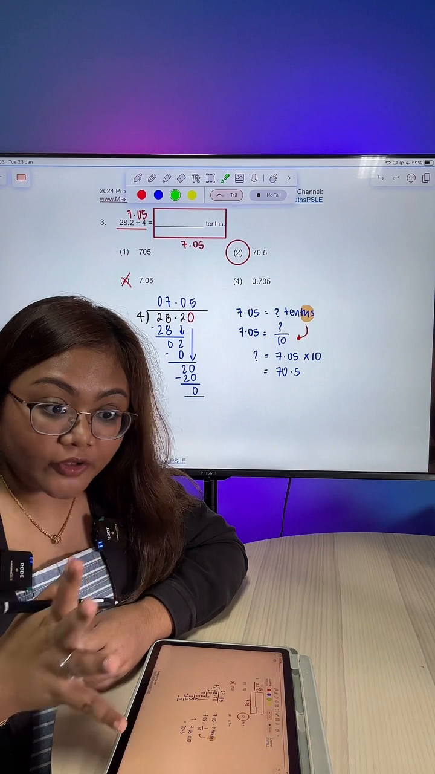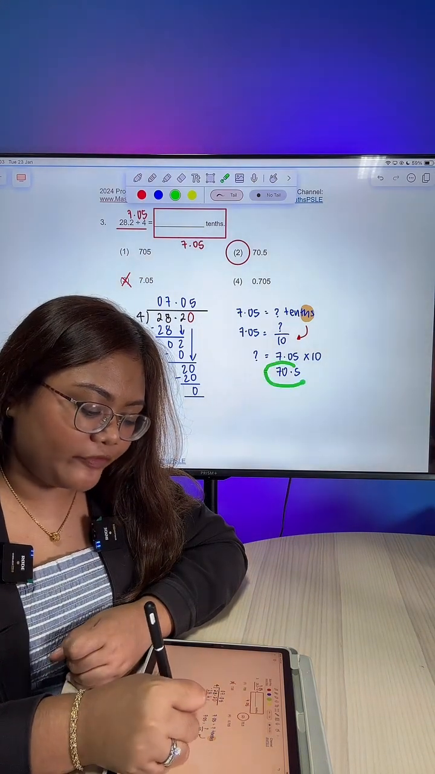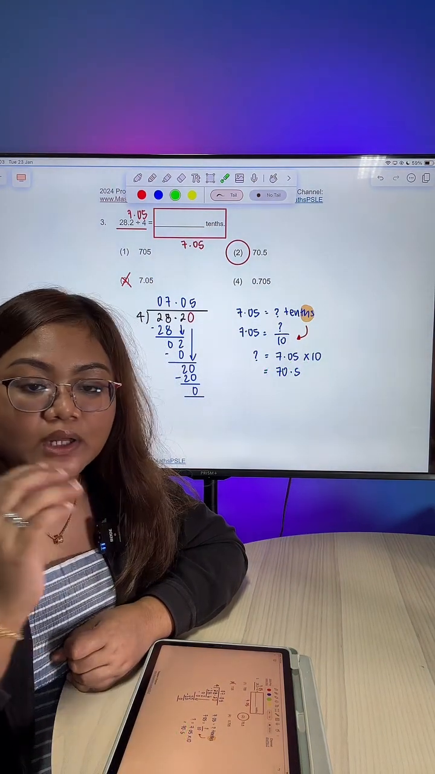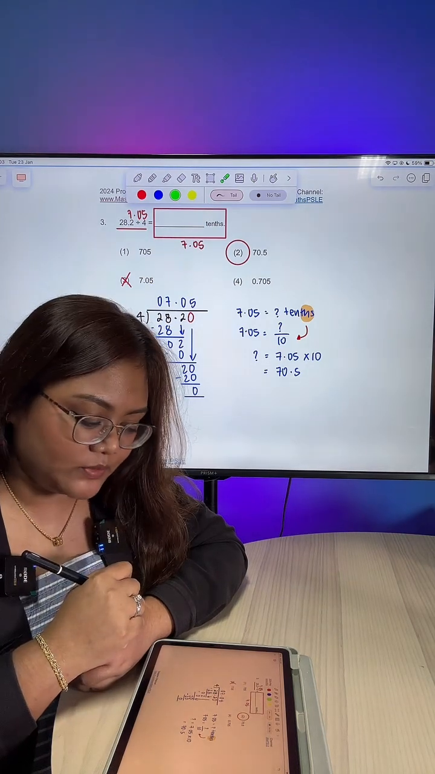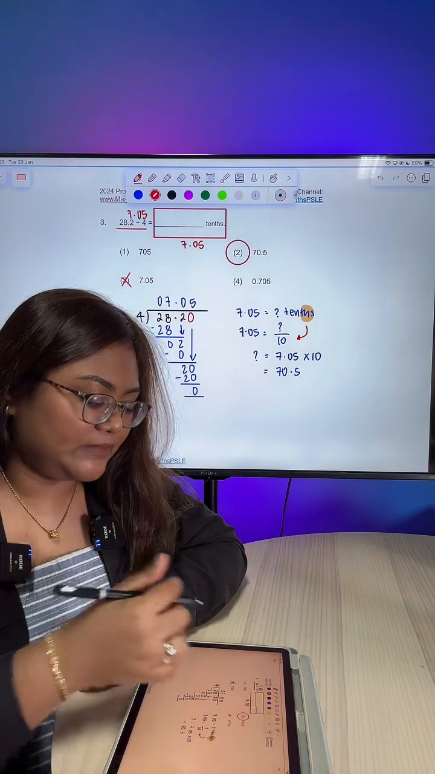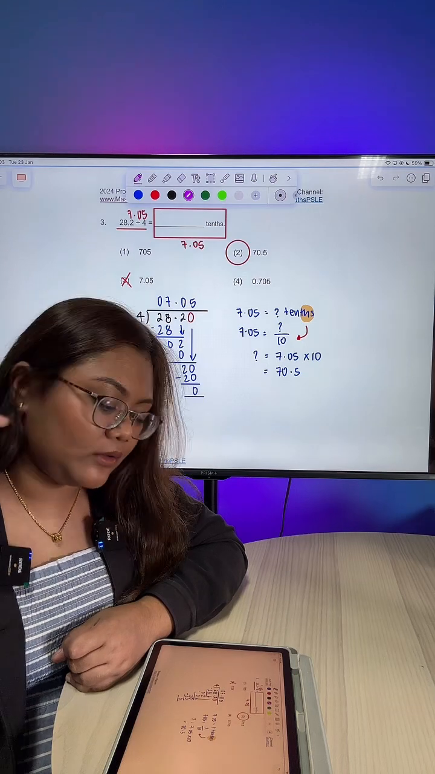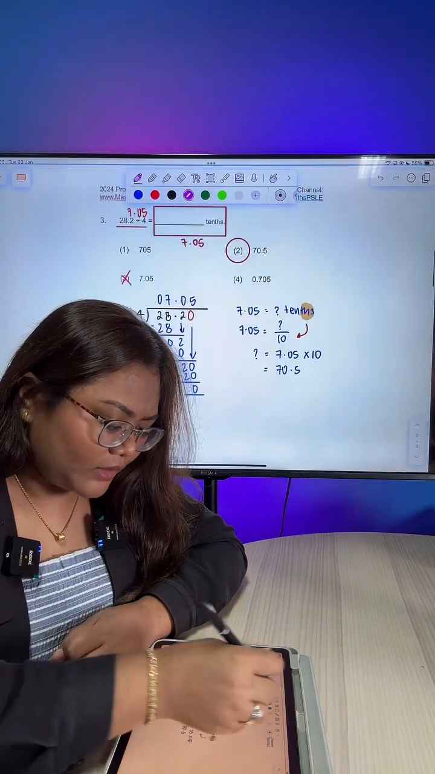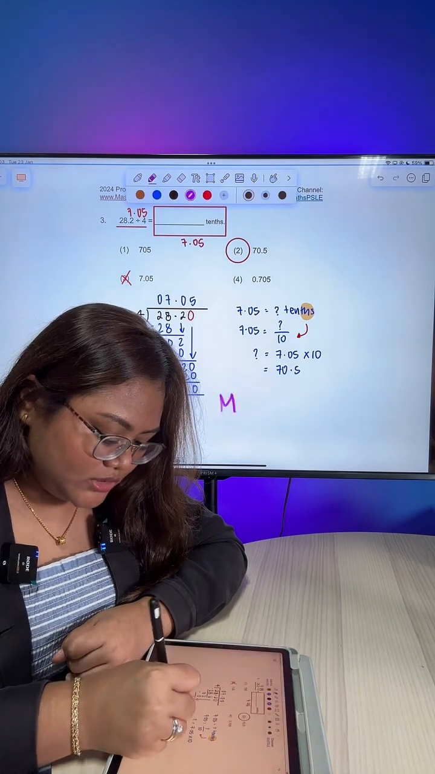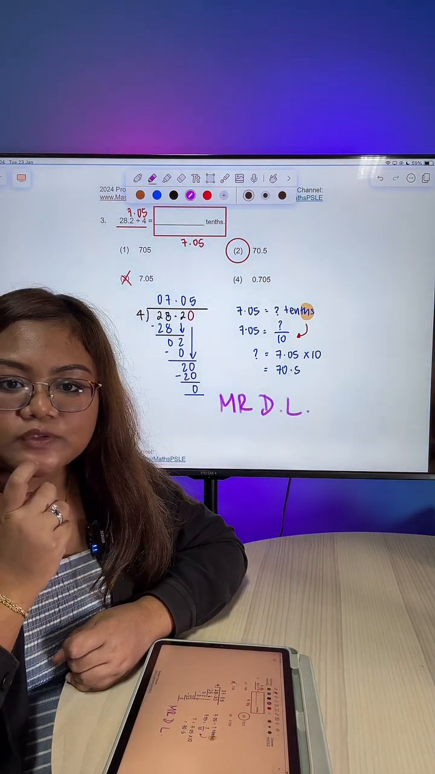Okay, before I move on, I am going to explain a little bit how we got 70.5 when we multiply by 10, okay? Again, for our P4 students who are new to decimals, as well as for some of you who have forgotten how we got 70.5 when we multiply, I'm going to introduce you to this person called Mr. David Lim. Okay? So who's Mr. David Lim?